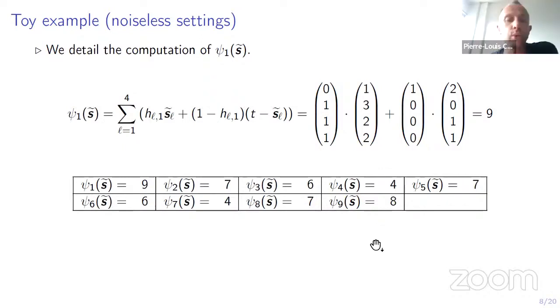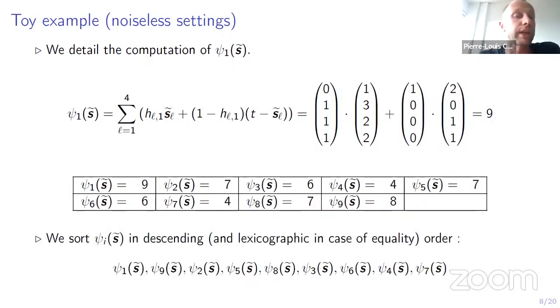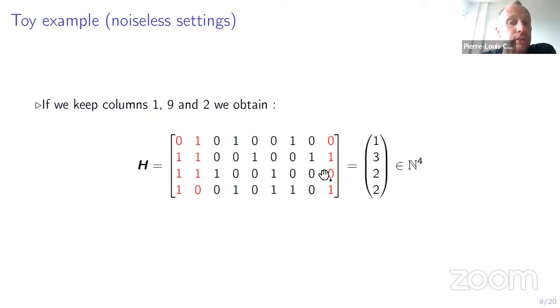With these scores, we can sort this psi in descending order. So we take the highest score, which is 9 here, then 8, then 7, and so on. And this order will give us the score of the columns, which will tell us that if we take columns 1, 9, and 2 here, it works perfectly. It gives us the correct syndrome. So we had just to add the 3 columns to obtain the solution.